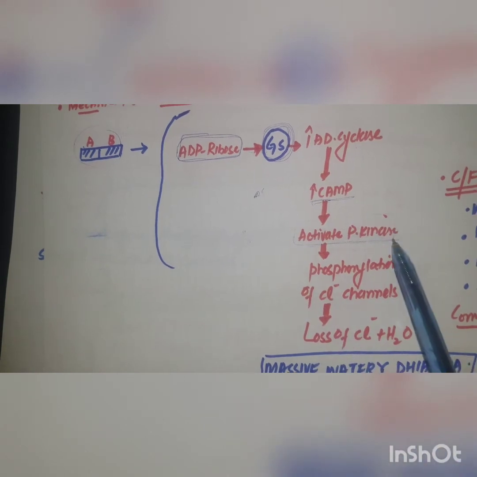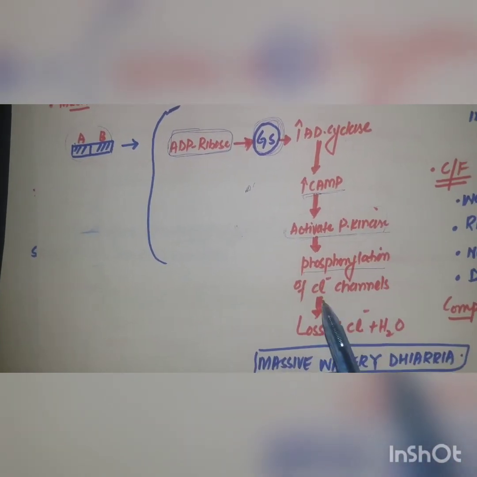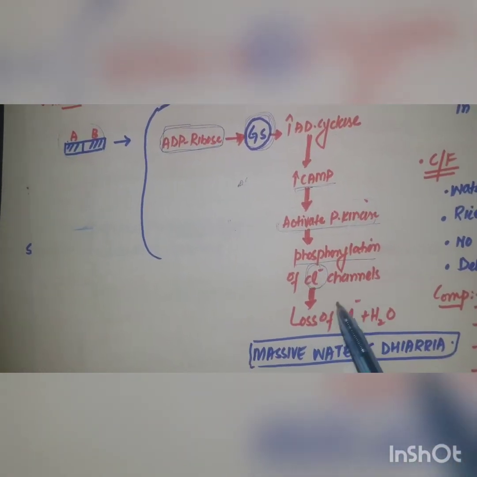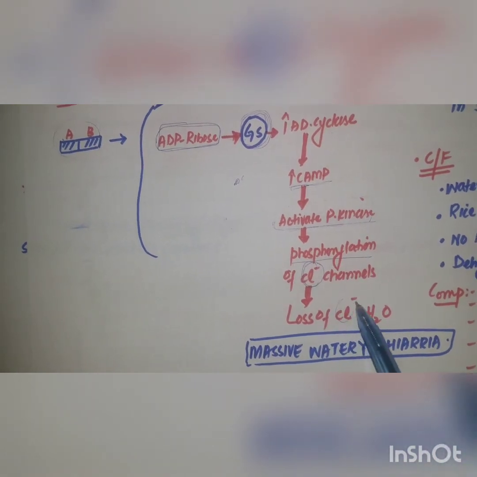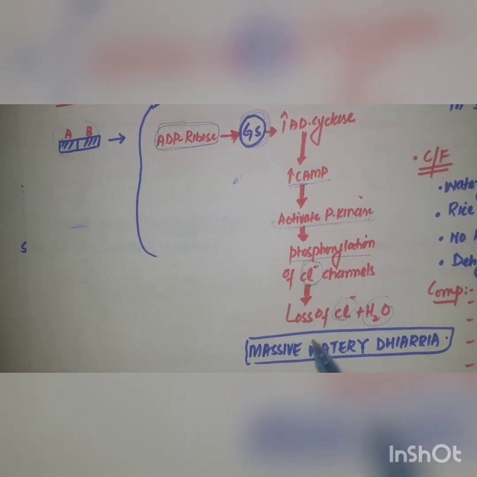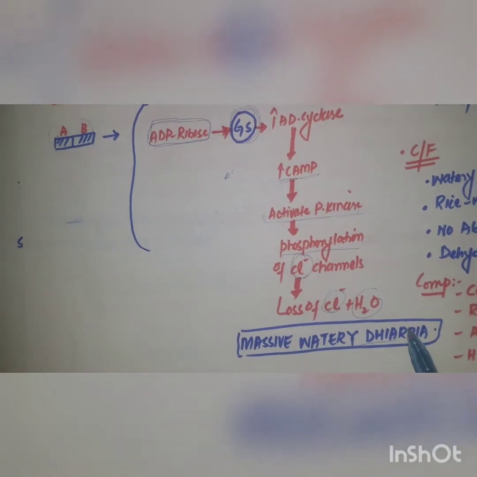When the level of cyclic AMP rises, it activates protein kinases, and when protein kinases are activated, they phosphorylate the chloride channels. The chloride channels open, and there is loss of chloride followed by water, which results in massive watery diarrhea.